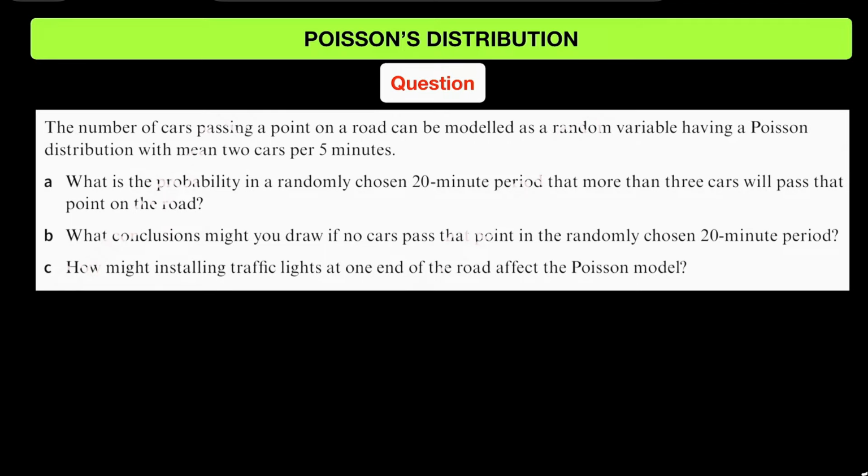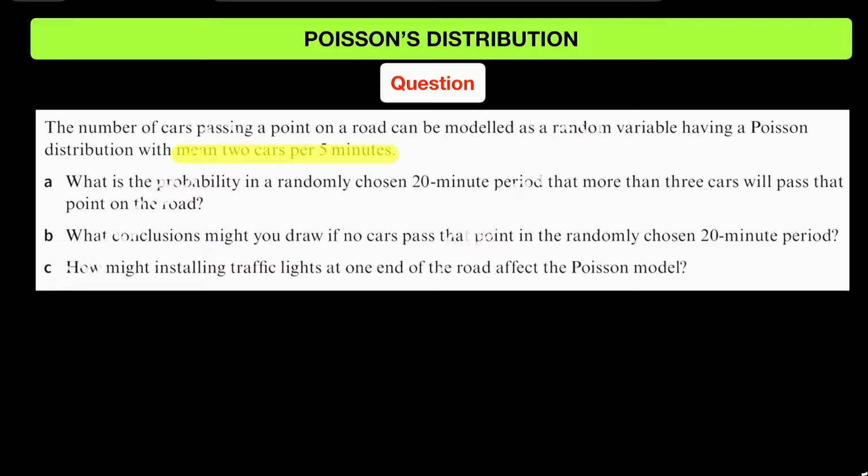Now we have reached one more very good level question based on the concept of Poisson distribution applied on different intervals, and this question states that the number of cars passing a point on the road can be modeled as a random variable having a Poisson distribution with mean 2 cars per 5 minutes.